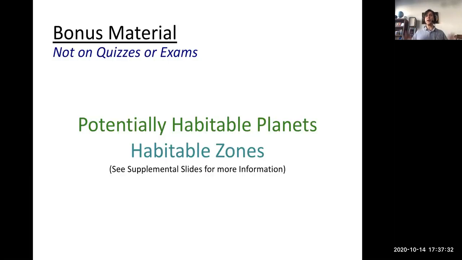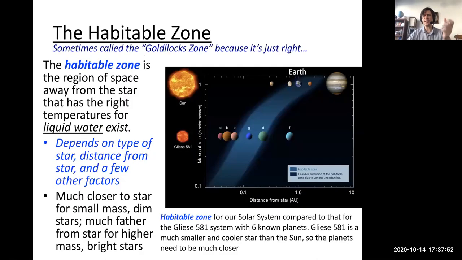All right, so that is the end of Unit 2, Part 1, official material. I wanted to go ahead and share some bonus material though, so this is not on quizzes or exams, but if we're talking about extrasolar planets, let's talk about one of the most exciting things about extrasolar planets, potentially habitable planets that are Earth-like. So what do we mean when we say potentially habitable? We mean that that planet is in what we call a habitable zone for its star.